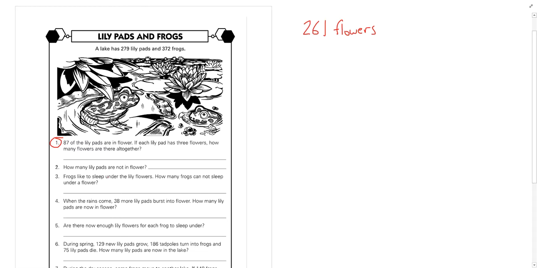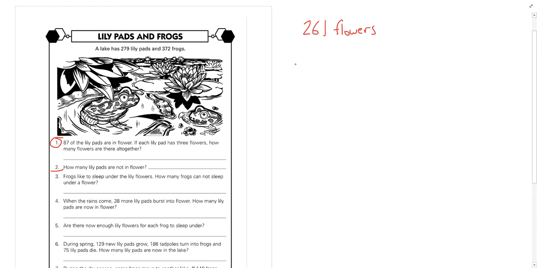Alright, so we're going to look at question 2 now. These problems are ones where they work in order, so sometimes you have to use information from the previous problems to answer the next one. But we'll look at question 2 now. So question 2. How many lily pads are not in flower? Now, for this problem, I want to show you a mistake that a lot of the kids made in class.